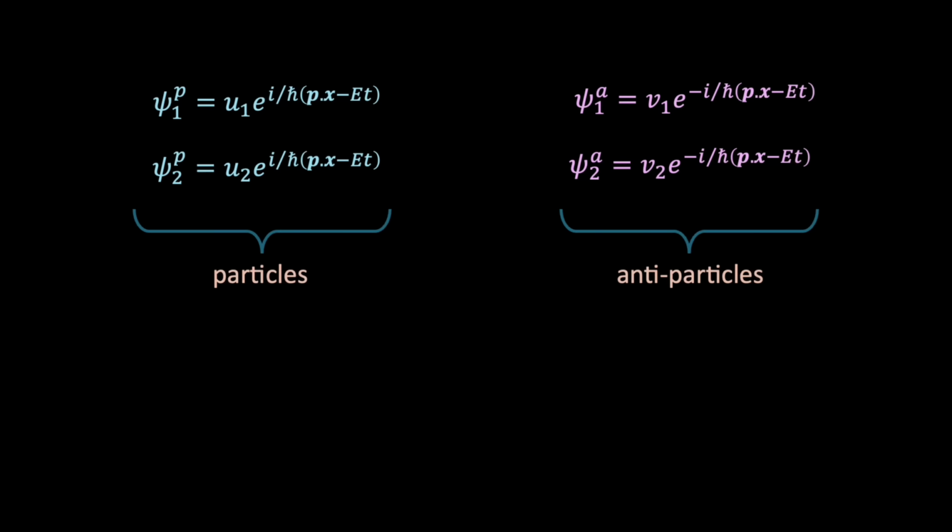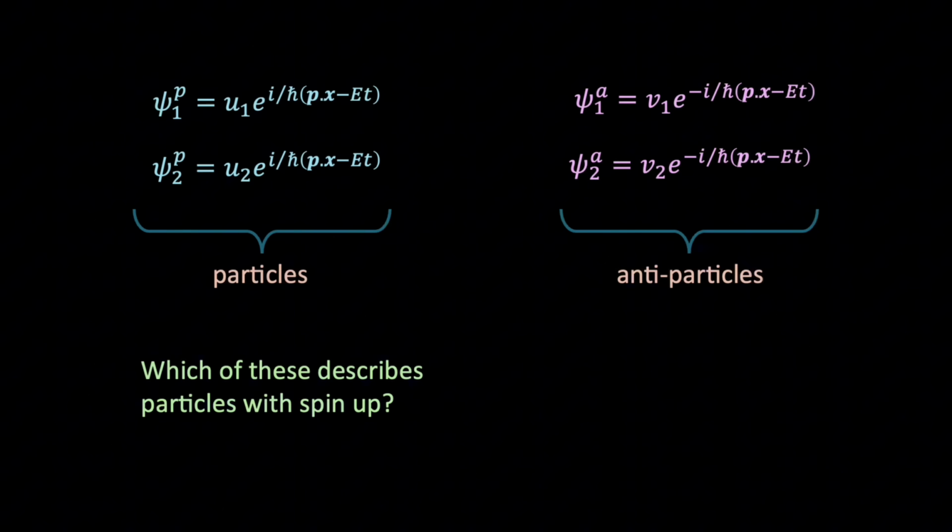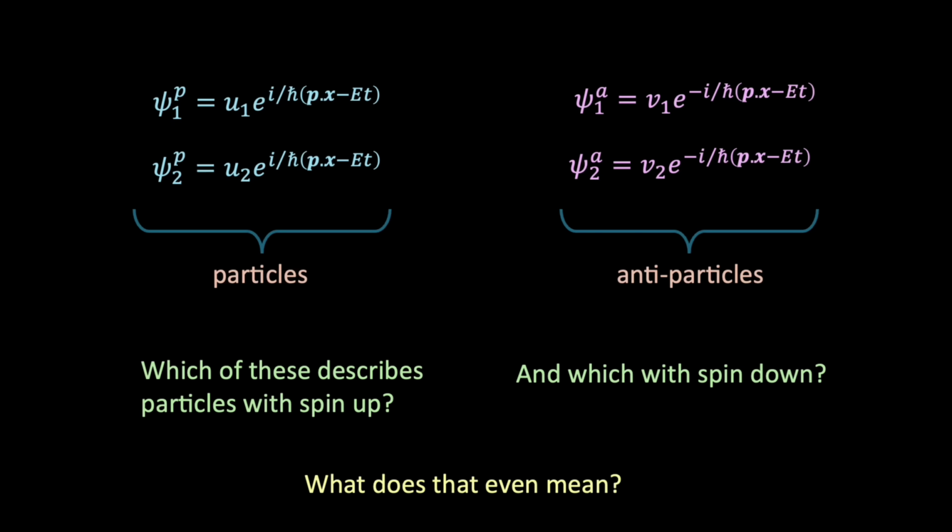To understand this more clearly, let's take another look at the four positive energy solutions of the Dirac equation, the ones built from the U and V spinors, and ask what kind of spin states each one represents. Which of these describes particles with spin up, which describe spin down, and perhaps most importantly of all, what does that even mean in the context of a relativistic quantum theory?